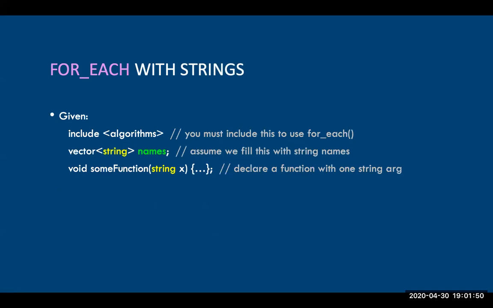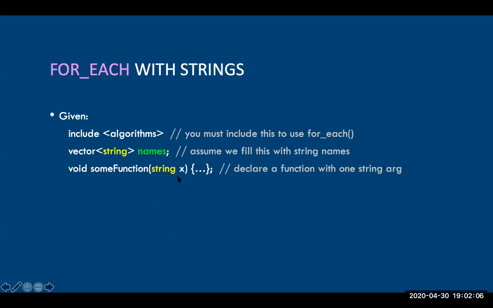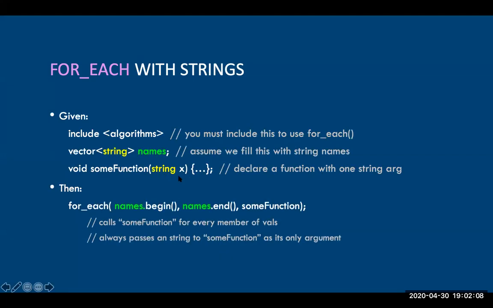So if this was with strings, our sum function would need to receive a string type, okay? Notice the similarity in type. Maybe it's super obvious, but here our vector is full of ints, so our sum function needs to support ints as well, right? Similarly here, if our vector is full of strings, our sum function needs to be able to take strings, because for each is going to feed it whatever is inside of that container, okay? Okay, so that's the model for each.